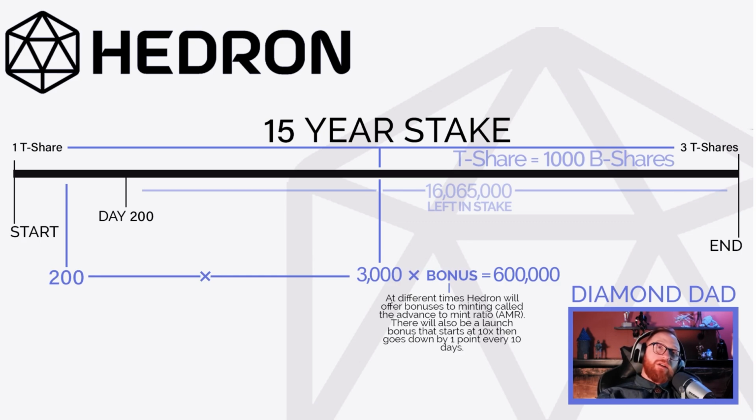Also, you can see up there, it's kind of faded out, but what's left in the stake is another 16 million Hedron that you're able to mint. And how it works is if you minted this bonus of 200 times 3,000, you come back after 24 hours, or one Hedron day. I think it is the same day as your T-share payout. The next day you would have used 200, but you'd be on day 201. So you would actually be able to mint 1 times 3,000 times whatever bonus that is, if that makes sense.